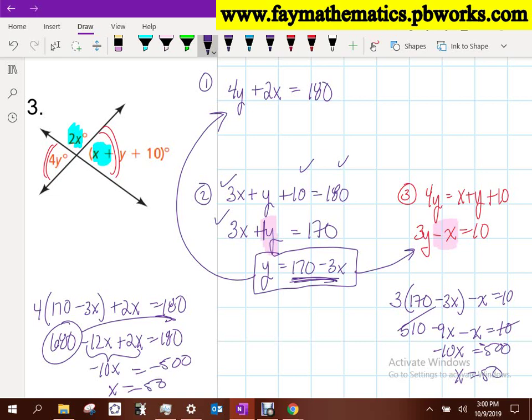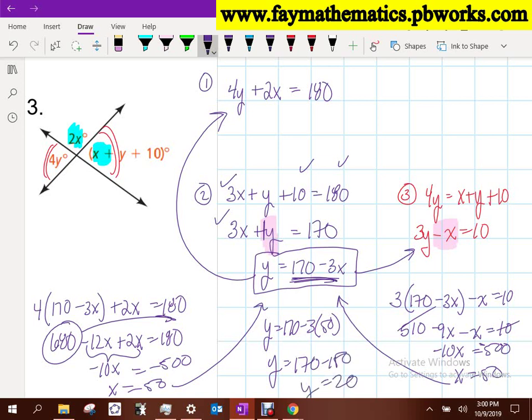Now that we have the x value, can I plug that x value, either one of them, because they're both 50, into this to solve for y? So y would equal 170 minus 3 times 50. So y then is 170 minus 150. Y is 20. And now that I got x and y, I'll leave it up to you. You can substitute back in. You can find one of those angles is 100. The 2x angle would be 100. The x plus y plus 10 one would be 80. The 4y one would be 80.